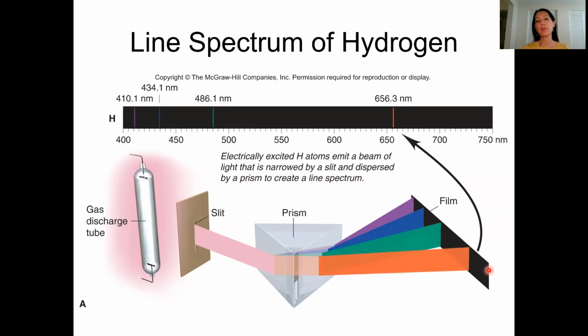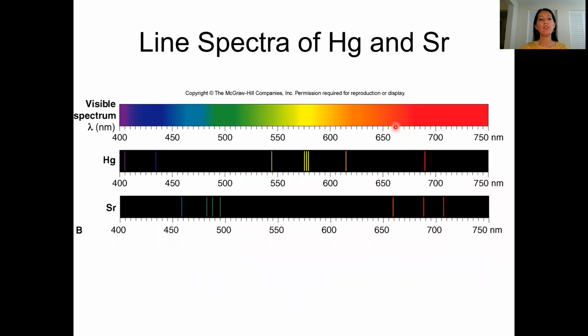So when we do this with a hydrogen atom, what we see is 4 very specific bands of light. We don't see all the colors of the rainbow. And we always see these 4 for hydrogen. It's like a fingerprint. If you look at other elements such as mercury or strontium, you see other bands, but a different fingerprint. Why would that be? That was a little confusing to scientists at the time as well.